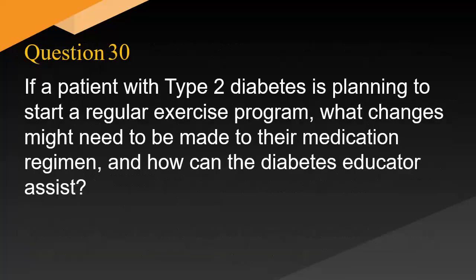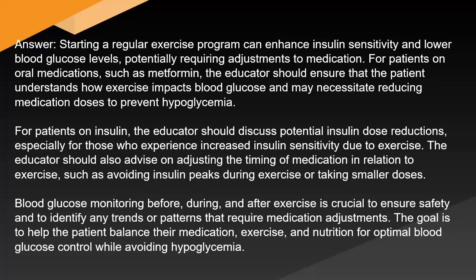If a patient with type 2 diabetes is planning to start a regular exercise program, what changes might need to be made to their medication regimen, and how can the diabetes educator assist? Answer: Starting a regular exercise program can enhance insulin sensitivity and lower blood glucose levels, potentially requiring adjustments to medication. For patients on oral medications, such as metformin, the educator should ensure that the patient understands how exercise impacts blood glucose and may necessitate reducing medication doses to prevent hypoglycemia.